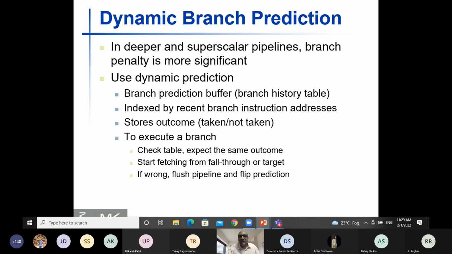If it is taken, then the taken address, the previous address where the branch was taken, will be given to the PC. If it is not taken, then anyway PC plus 4 will be there. So that way you can predict the branch dynamically based on its past history.